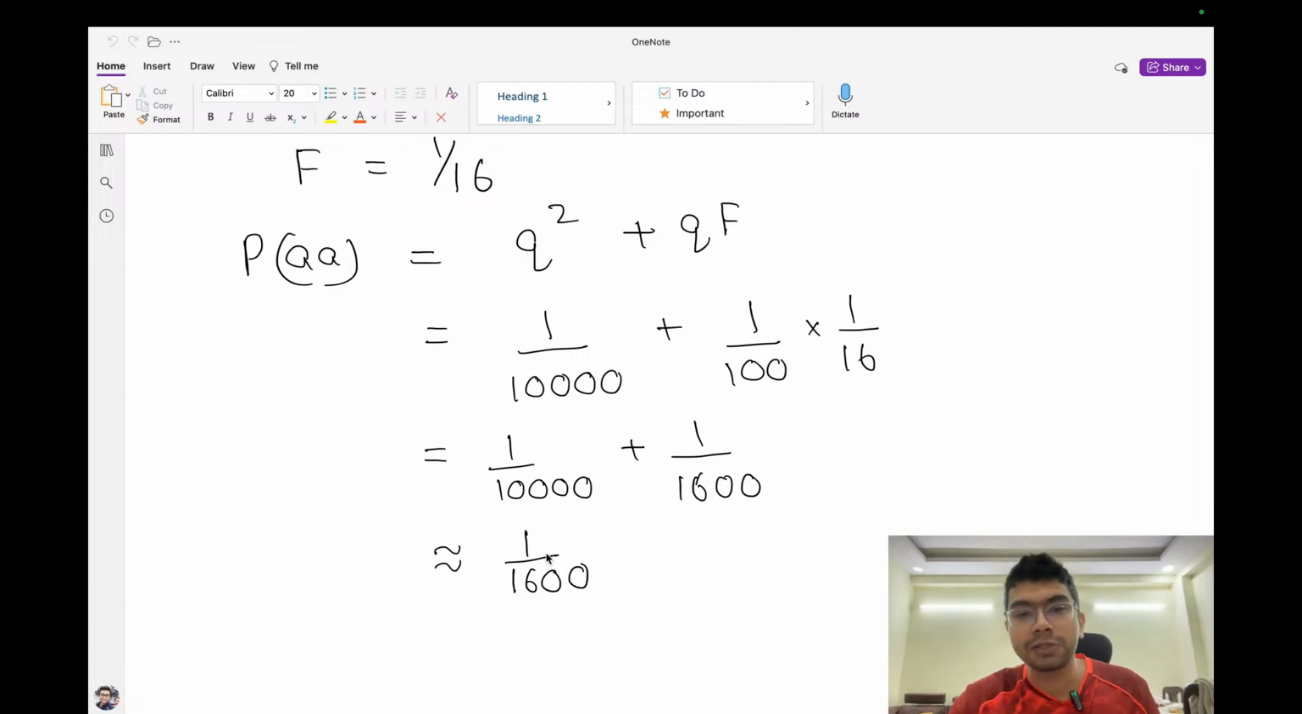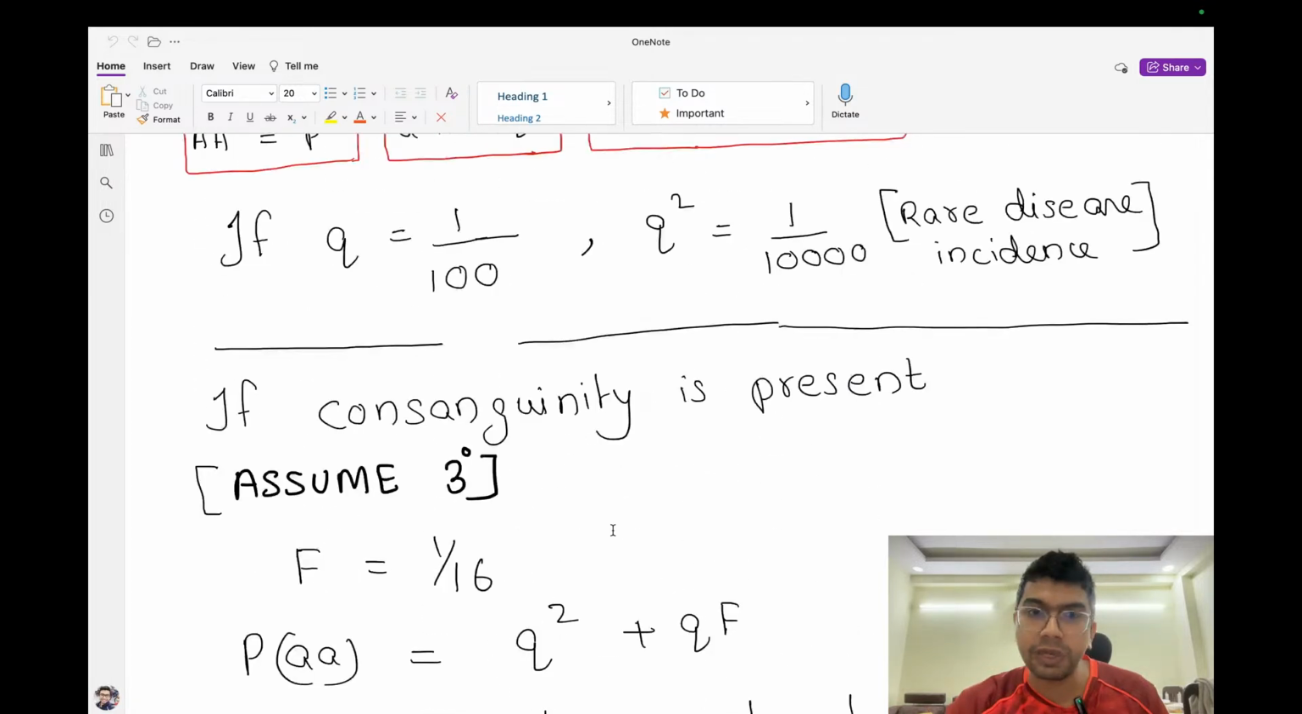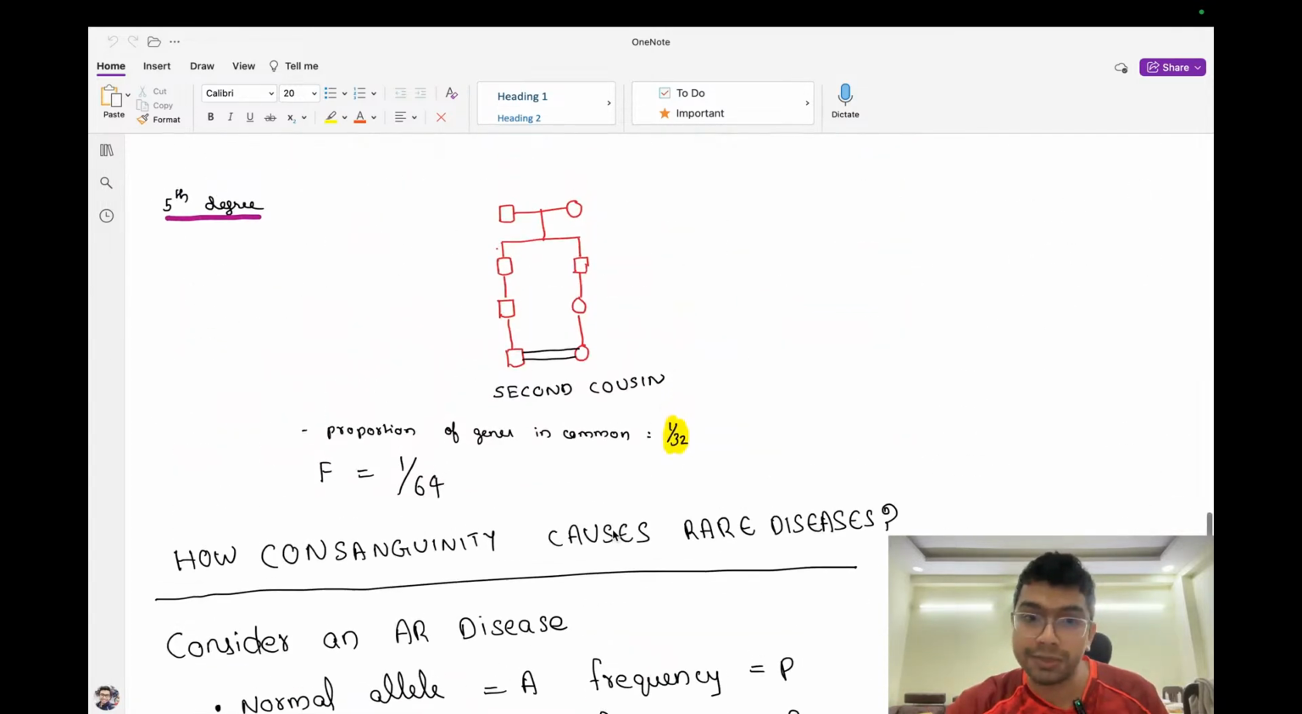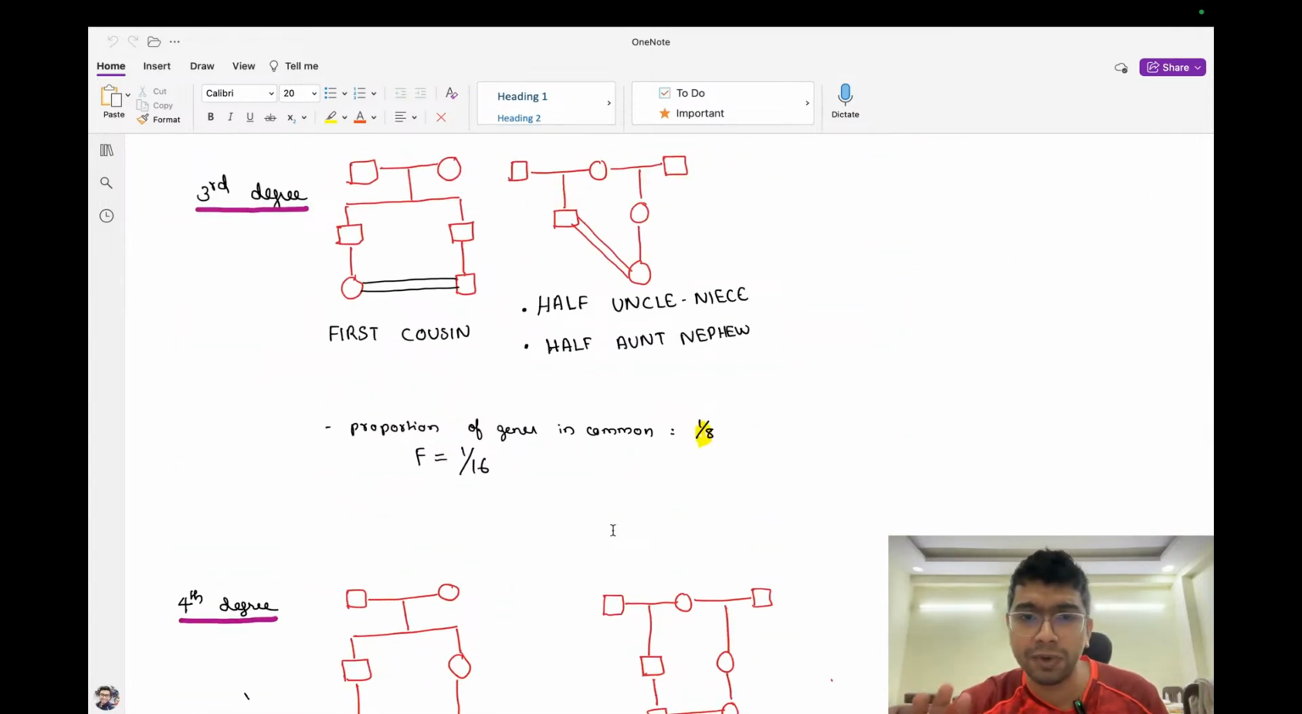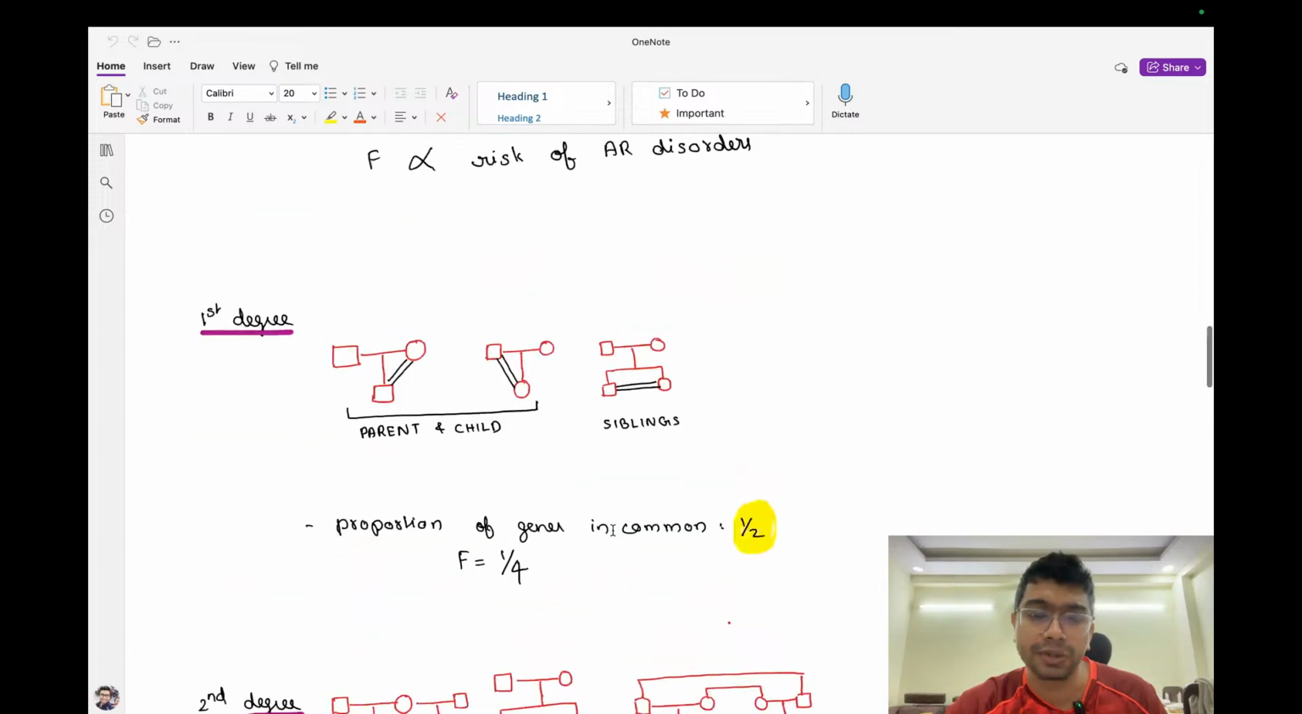So if consanguinity is present, the risk of very rare disorders increases by multiple folds. That's the importance of taking a proper history, asking if there is any common ancestor, the degree, so that we can understand the degree of consanguinity and counsel appropriately. So in consanguinity, always think about autosomal recessive disorder. The concept of consanguinity is for autosomal recessive disorders.